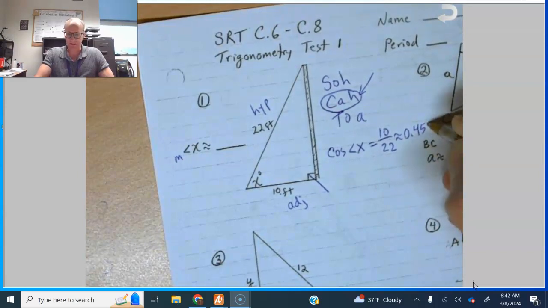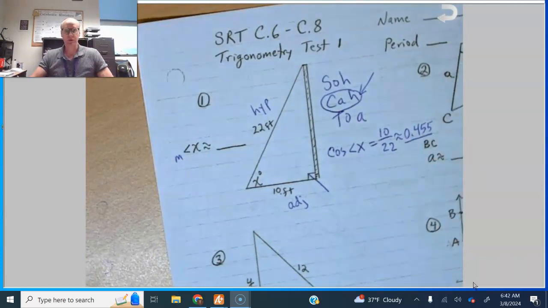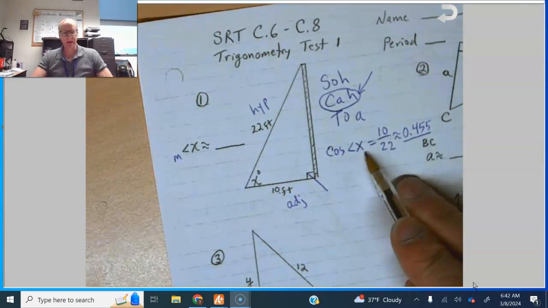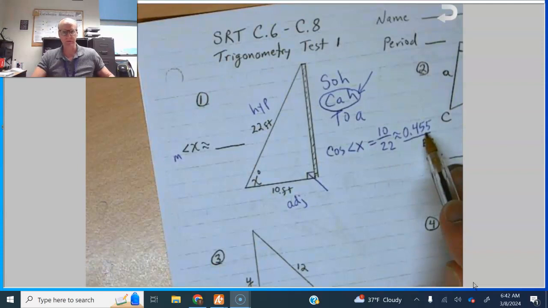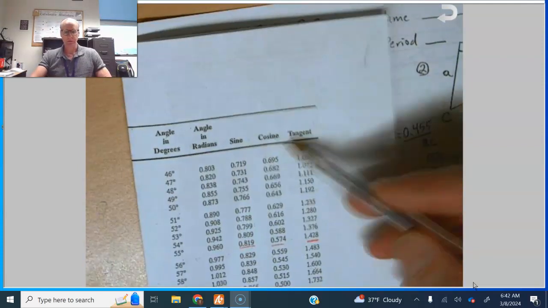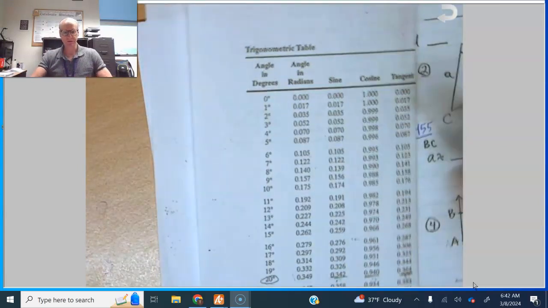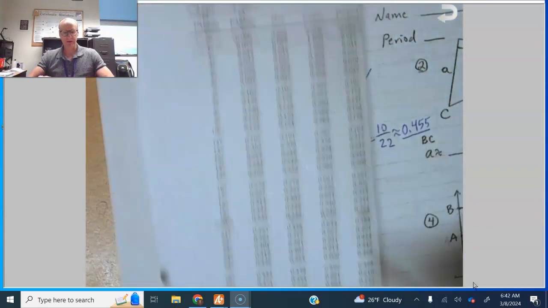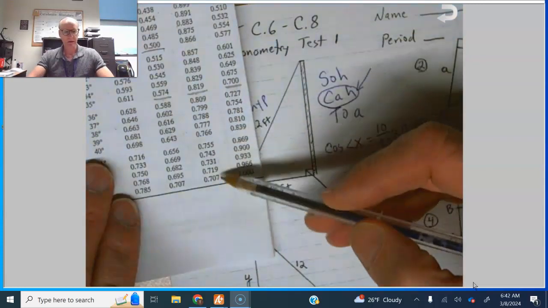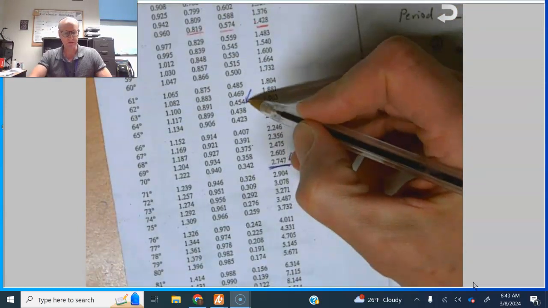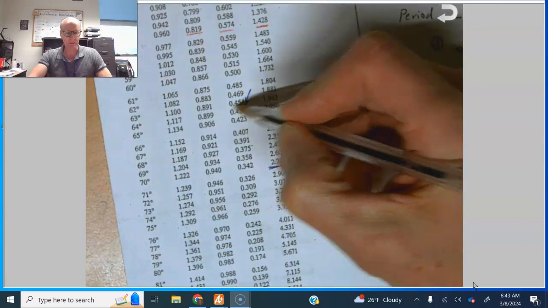0.454 or 5, either one. That's the approximate decimal, the cosine of that angle gives us about 0.455. So we're looking under cosine, and we're looking for 0.455. This isn't it. And I'm not seeing it. Let me try again. Here we go. 0.454. Wow, there it is. This is almost exactly 63 degrees.